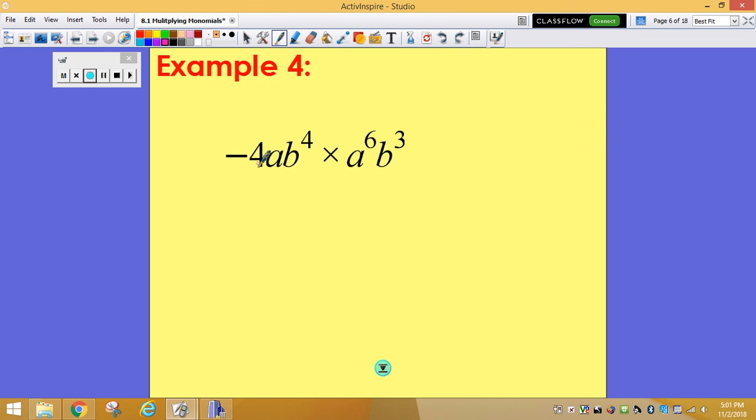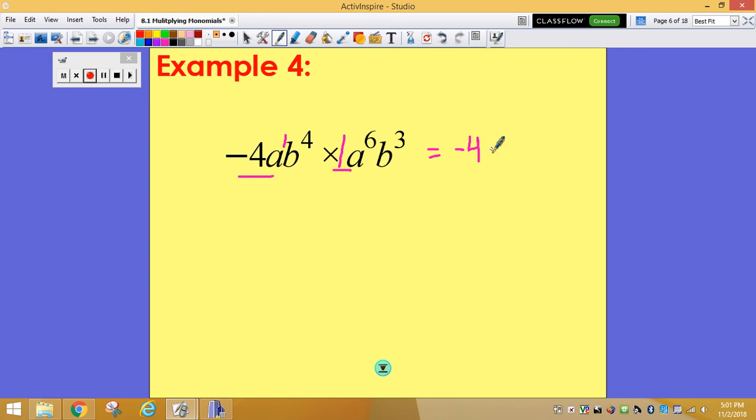Okay, what if one has a whole number or an integer and the other one doesn't? Well, we're going to put a 1 here, right? Okay, so let's multiply those. Negative 4 times 1 is negative 4. That's my whole numbers. This A doesn't have an exponent. I'm going to put a 1 there, right? You always put 1s if there's no exponent.